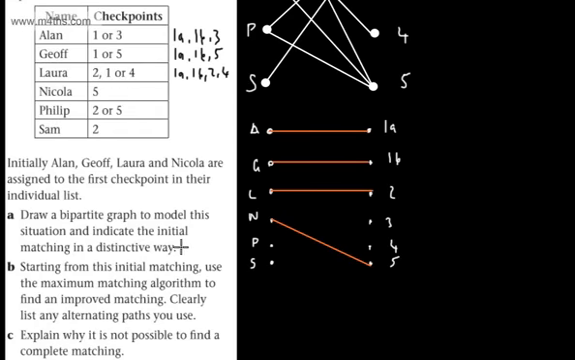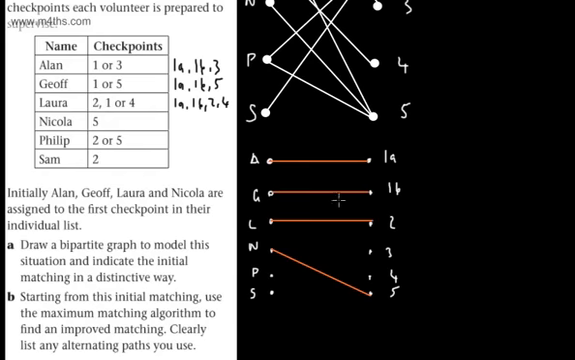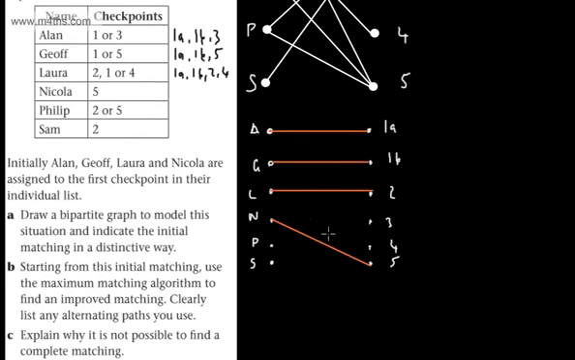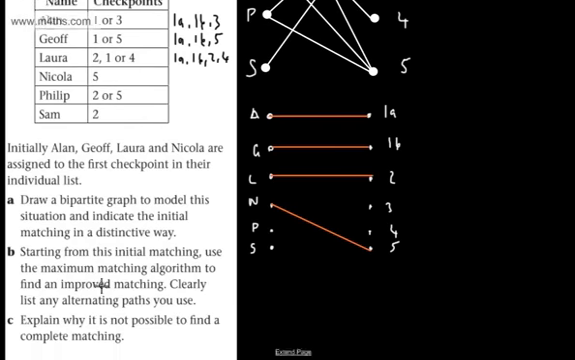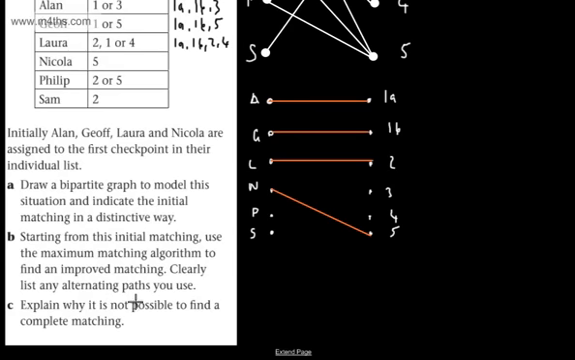So we're going to start with this initial matching, and we're going to use the maximum matching algorithm to find an improved matching. Now, an improved matching, all it means is I've currently got 4 people going to 4 checkpoints. An improved matching of this would be 5 to 5. It doesn't have to be 6 to 6. And we can see that later on we can't find 6 to 6 anyway.